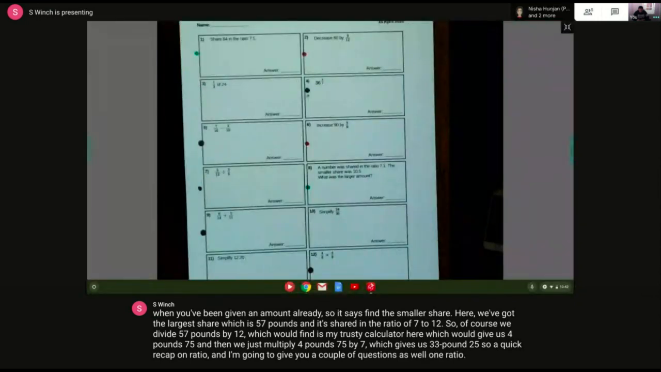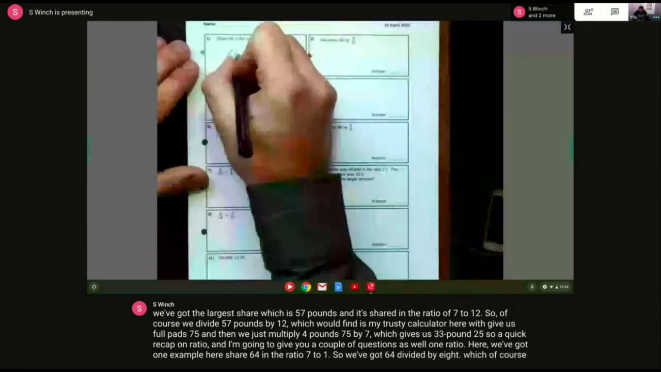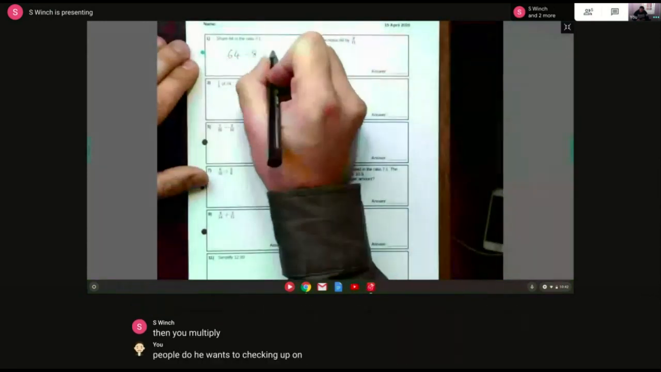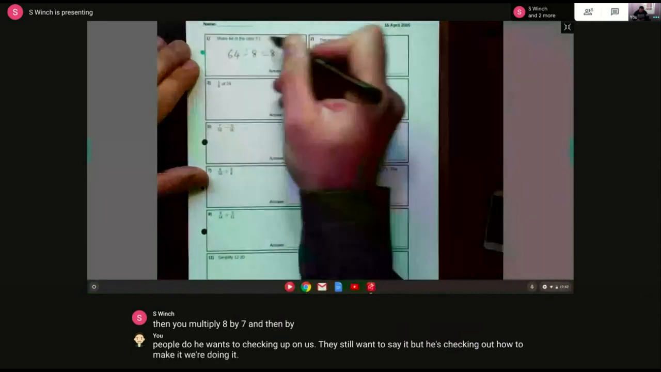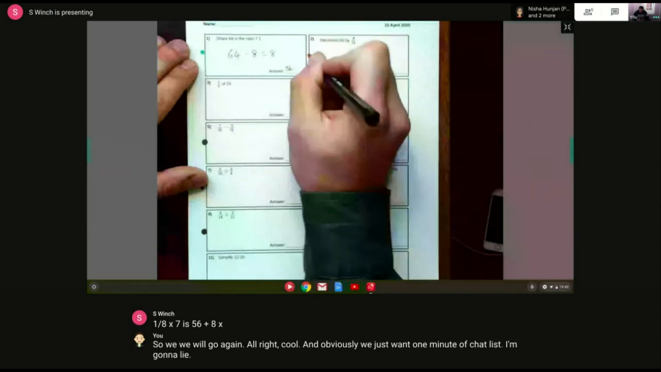Here we've got one example: share 64 in the ratio of 7 to 1. So we've got 64 divided by 8, which of course gives us 8, and then you're going to multiply 8 by 7, and then by 1. 8 multiplied by 7 is 56, and 8 multiplied by 1 is 8.